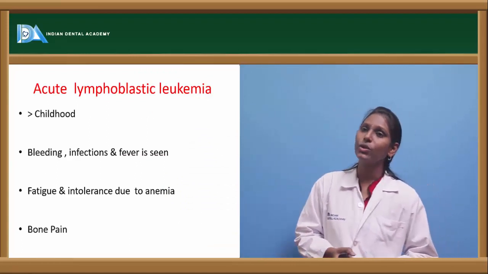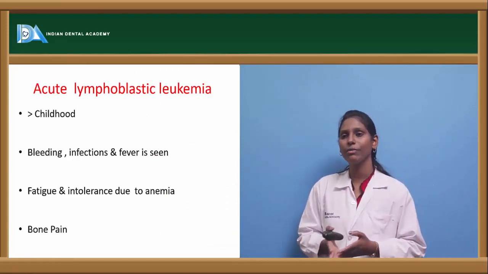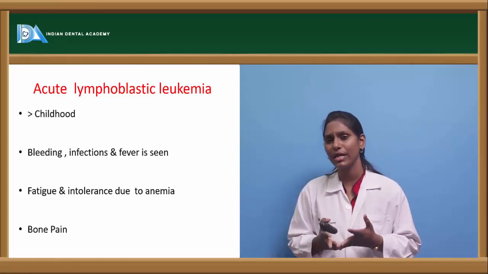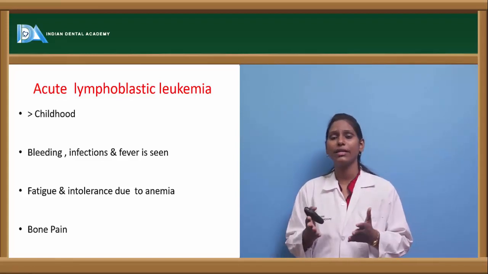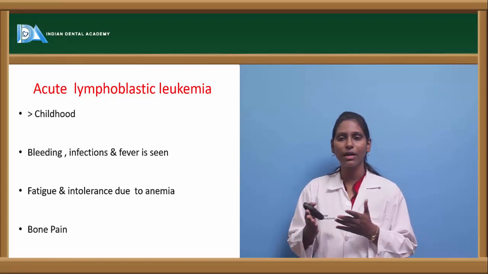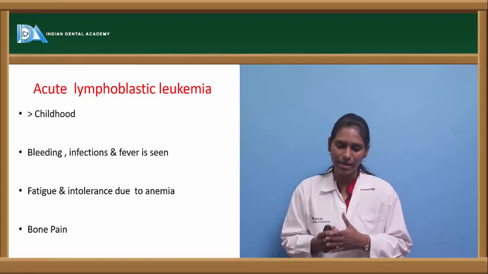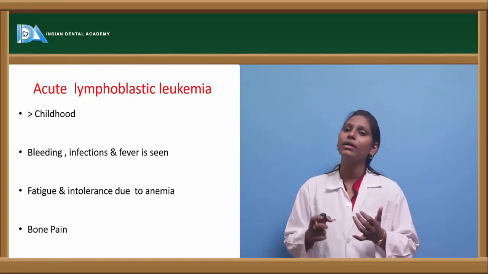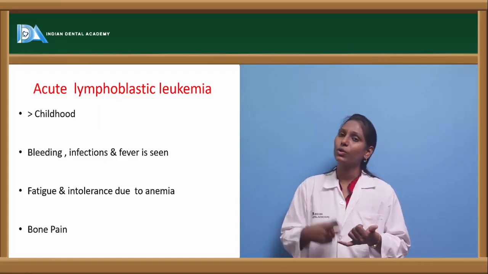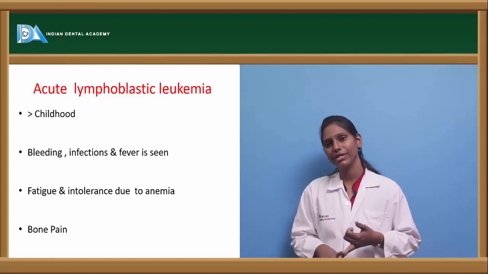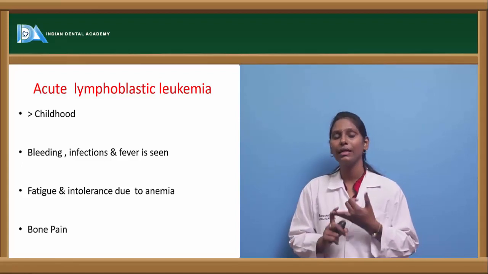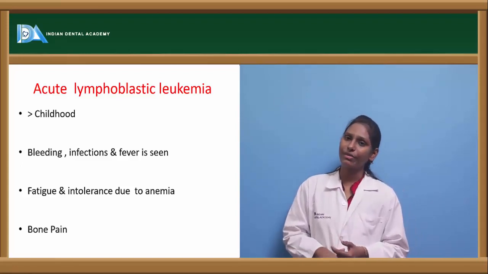Now coming back to acute lymphoblastic leukemia. Acute lymphoblastic leukemia is usually more commonly seen in childhood. In about the 3 to 6 years age group it is commonly seen. However, it can also occur from the age group of 1 to 2 years. In acute lymphoblastic leukemia, other common clinical features include bleeding because of thrombocytopenia, infections because of neutropenia, and fever. Fatigue and intolerance because of anemia can be seen.